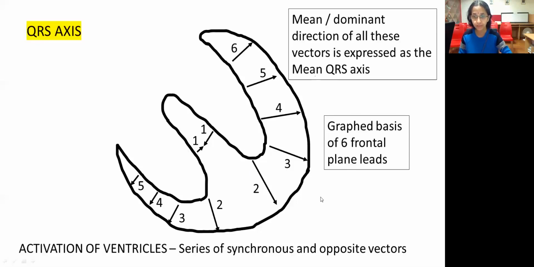So you can see here that initially you have a left to right axis, and then you have a right to left. The initial part of the QRS complex is going to be from left to right, and the terminal part of the QRS complex is going to be from right to left.